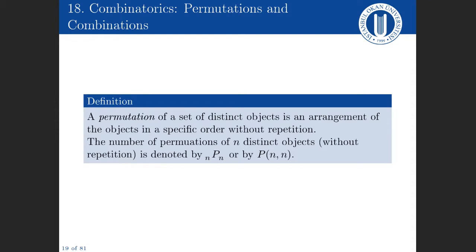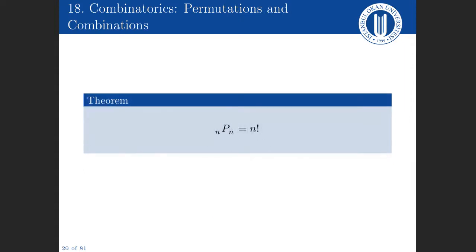This is the idea of a permutation. A permutation of a set of distinct objects is an arrangement of the objects in a specific order without repeating. And we have a way of writing the number of permutations of n objects without repetition. Two common ways to write this: we could write this as nPn, or a more old-fashioned way, Pnn. In this lesson, I'm going to be using the first one. Theorem. The formula for nPn is this is equal to n factorial.